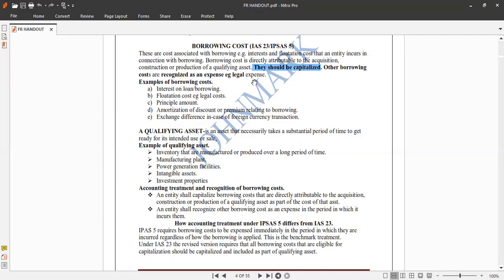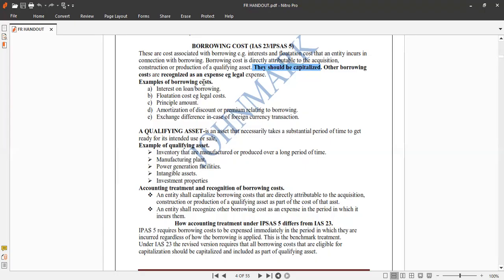So that means that interest is what we call the borrowing cost, and that borrowing cost needs to be capitalized. Then other borrowing costs, such as when you're drafting that loan agreement, you engage a lawyer. There was some legal fee which was charged. Now that legal fee, that's why you're talking about other borrowing costs. They should be expensed, that means presented in the income statement as just an expense. So that's the accounting treatment of borrowing costs. Borrowing costs should be capitalized, but some borrowing costs should be expensed.